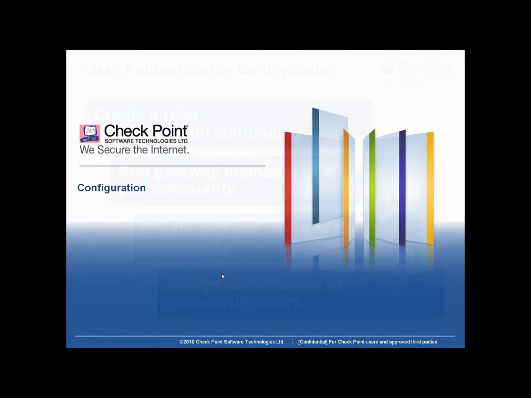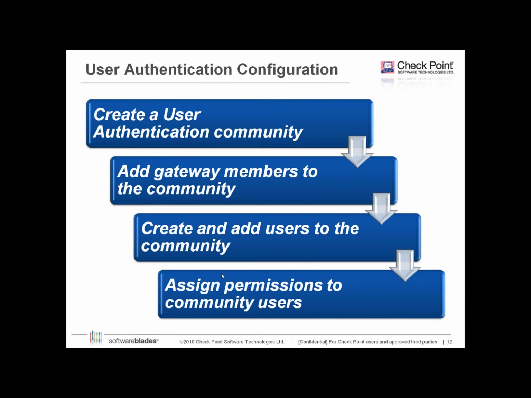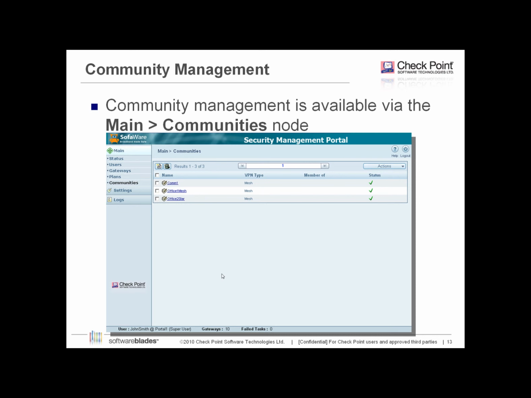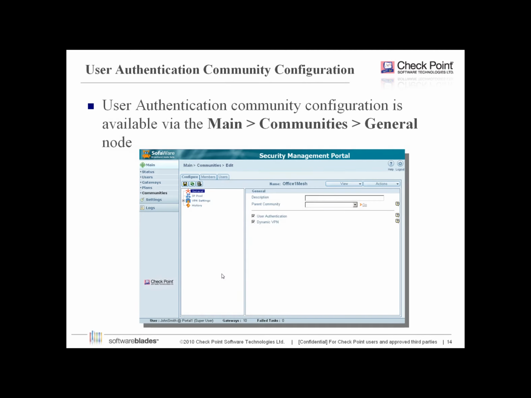How do you configure it? You have to create a user authentication community, add a gateway member to the community, create and add users to the community, and assign permissions to community users. Community management is available via the main communities node. As you can see here, you create the different types of communities. A user authentication community configuration is available by the main communities general node.